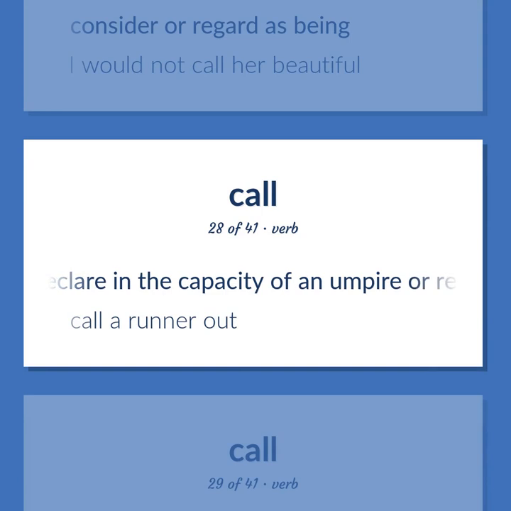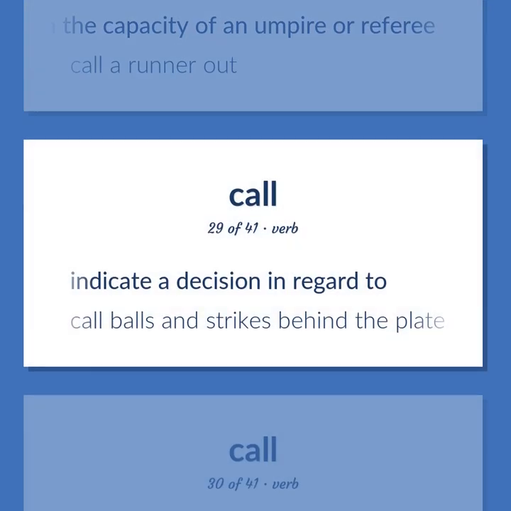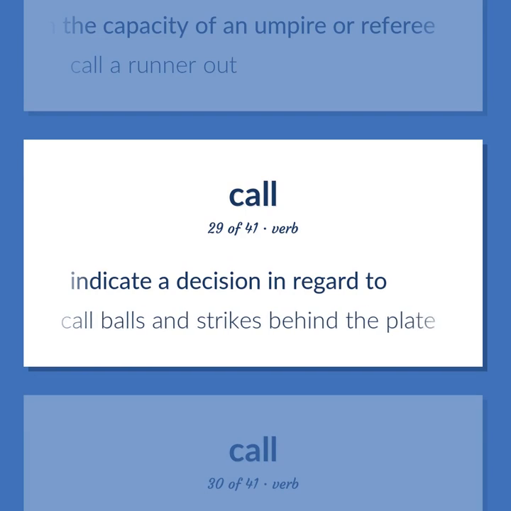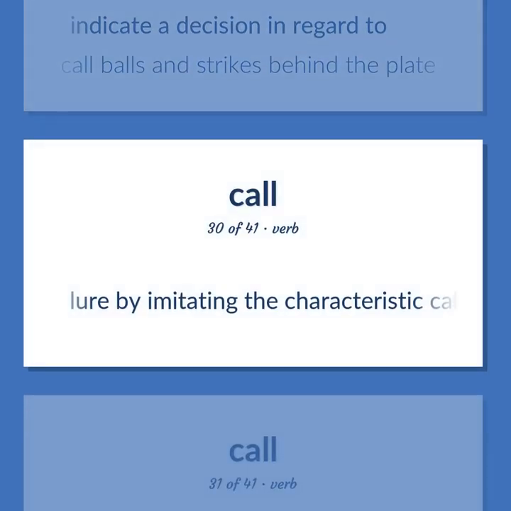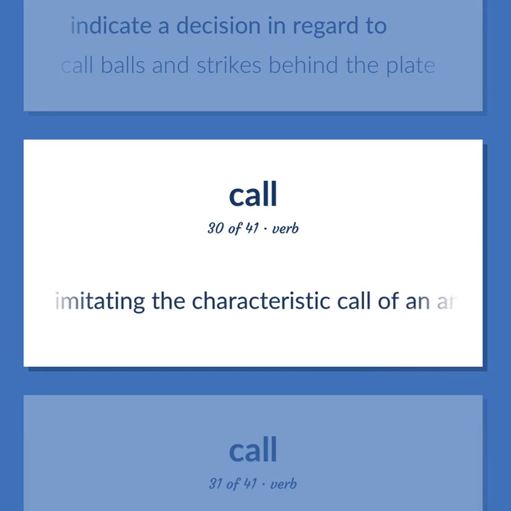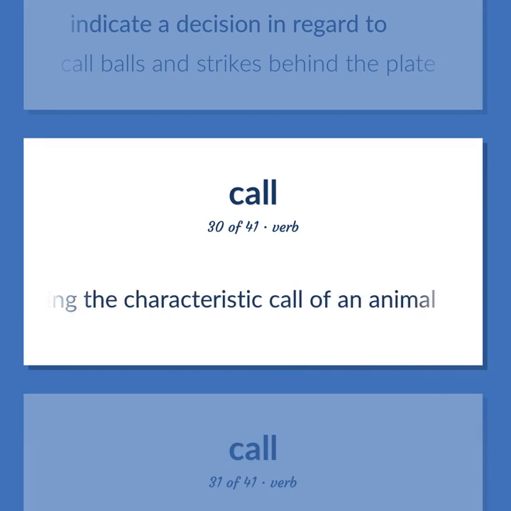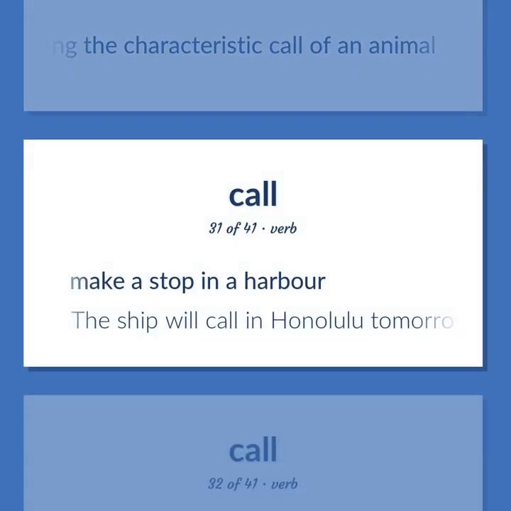Declare in the capacity of an umpire or referee. Call a runner out. Indicate a decision in regard to. Call balls and strikes behind the plate. Lure by imitating the characteristic call of an animal. Make a stop in a harbor. The ship will call in Honolulu tomorrow.